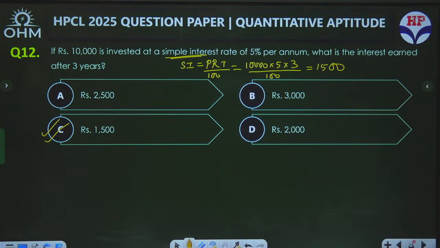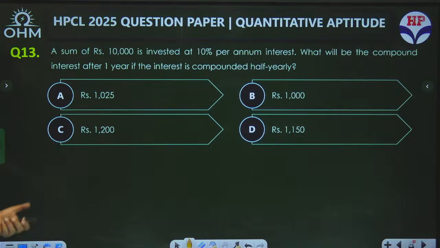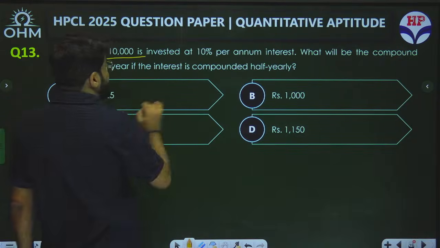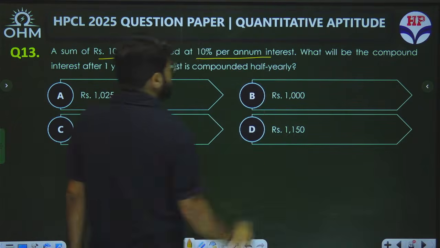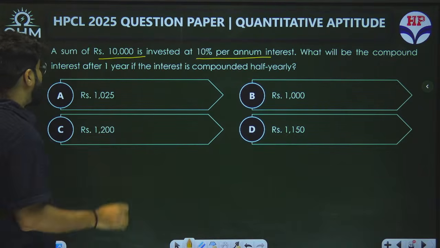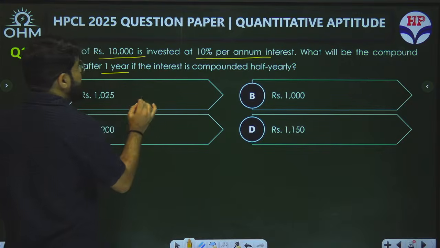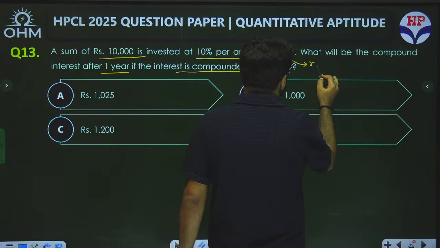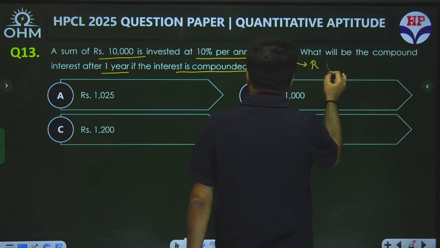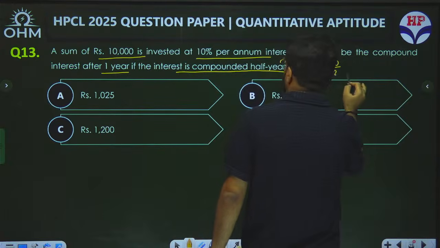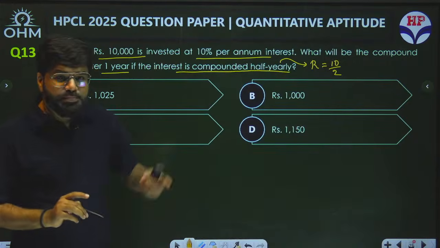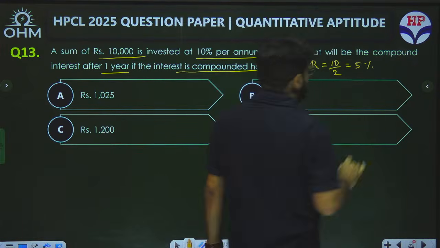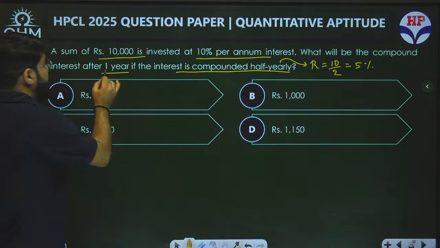Okay, right. Compound interest, which is again on successive change, basically a sum of 10,000 is invested at 10% per annum interest. What will be the compound interest after 1 year, if the interest is compounded half yearly? So half yearly rate of interest will be how much? That also you have to see. Half yearly rate of interest will be 10 by 2, because 10 is the rate per annum. Per annum means per year. So for half year, how much rate applicable? 5%.